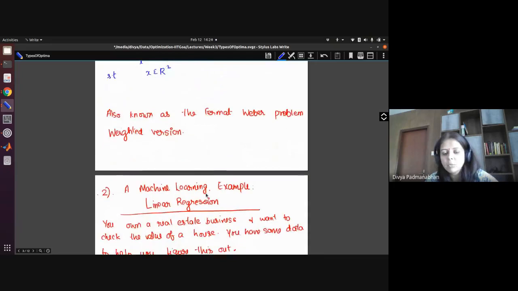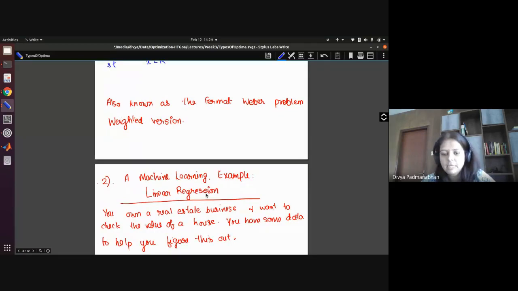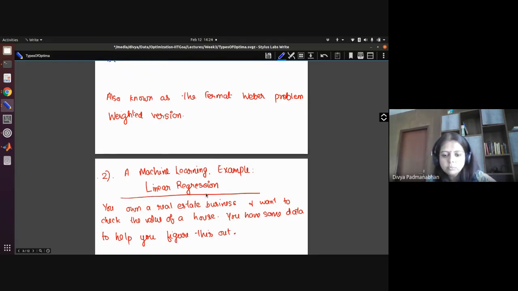Another example I want to give you is in machine learning. Many of you are doing the machine learning course, so at some point you will come across this, but just to give you a sense of where optimization problems of these kinds appear. This example is called linear regression. To understand this, suppose you own a real estate business and you want to know the value of some house. You have a client and you want to predict what's going to be the value of that house. To do this, you have some data to help you.